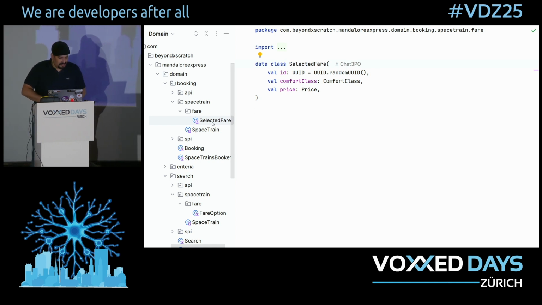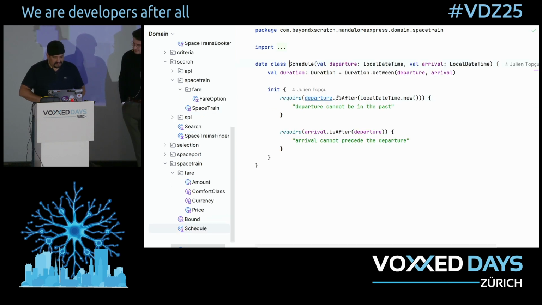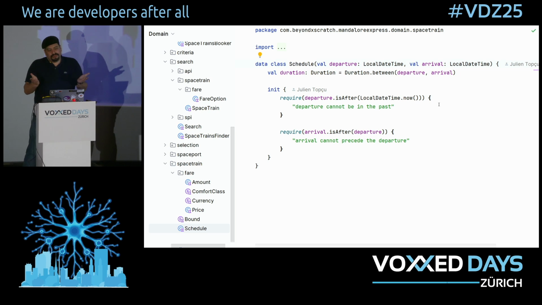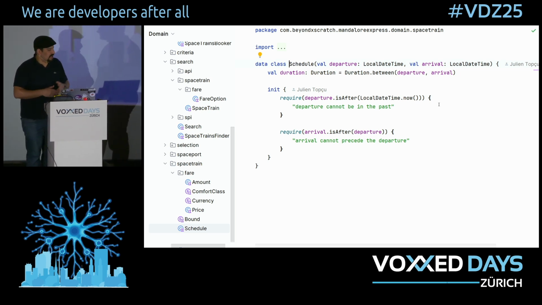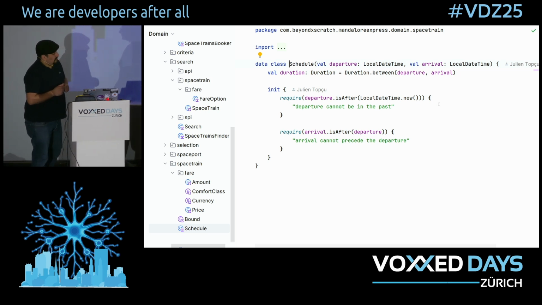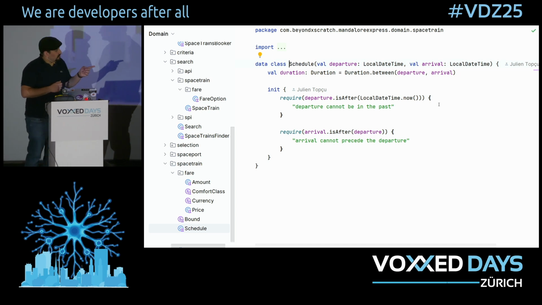Okay, so I think we're done with the space train. The next concept here is the schedule. And I feel like we're running in circles. It's true that this one has to remain exactly the same for both booking and search. But maybe I have one other option. What do you have in mind? What about using a pattern from domain-driven design, which is named the shared kernel?